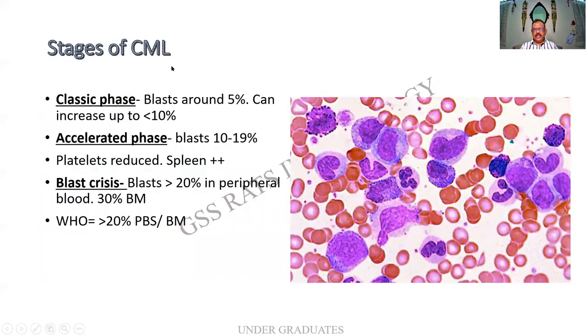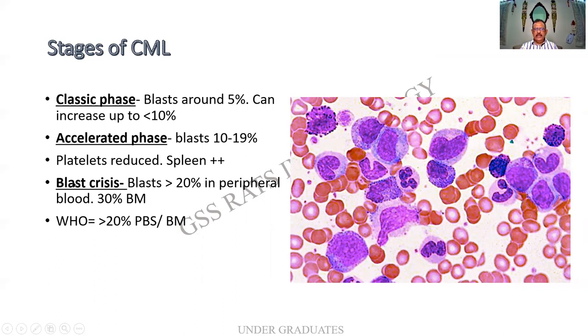There are 3 stages of the CML. Earlier, we had discussed the classic phase. The blast can be around 5%, but sometimes it can go up to 9%, which we call as a classic phase. Suddenly, we find that the patient is having an increase in the number of blasts, 10 up to 19%. This we call an accelerated phase. Simultaneously, the platelets can be reduced, spleen can be more larger. And ultimately, the patient goes in for a blast crisis.